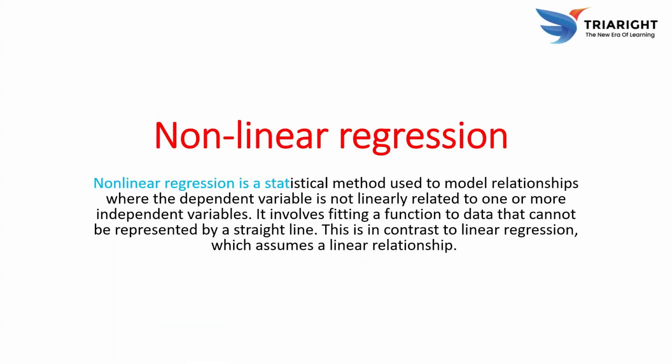Non-linear regression is a statistical method used to model relationships where the dependent variable is not linearly related to one or more independent variables. It involves fitting a function to the data that cannot be represented by a straight line. This is in contrast to linear regression, which assumes a linear relationship. So here, non-linear regression is a statistical method used to model the relationship between variables when the relationship is not linear, right?